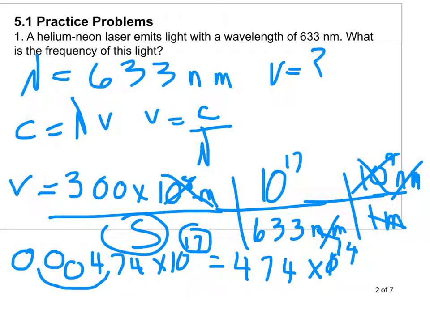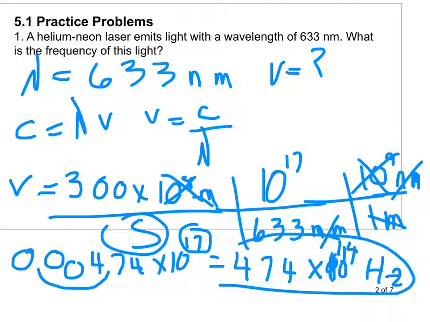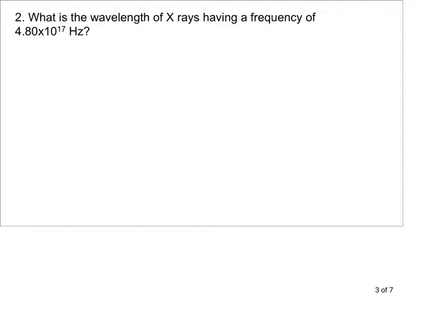We're left with the second down in the bottom. So that's a per second, which is a hertz. So 4.74 times 10 to the 14th hertz. This time, what's the wavelength of a frequency? Okay, so this time we want to know wavelength.